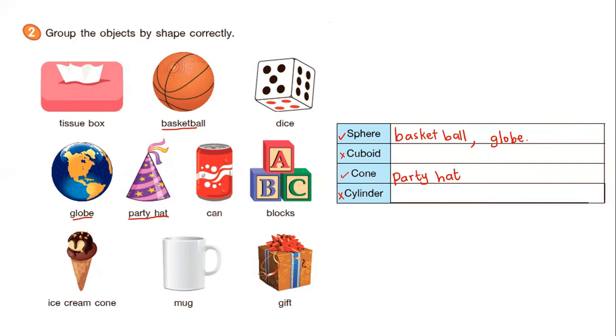What else? This is a can, no, blocks, no. Oh yes, ice cream cone. All right. Okay, now you can answer the remaining shapes. This one, the last part for the cylinder.